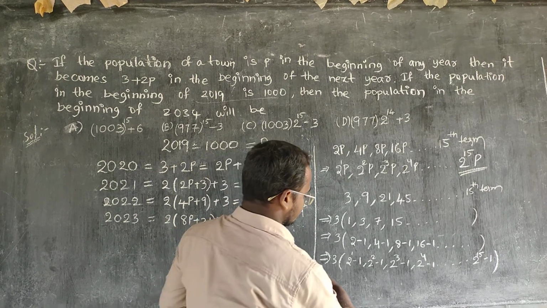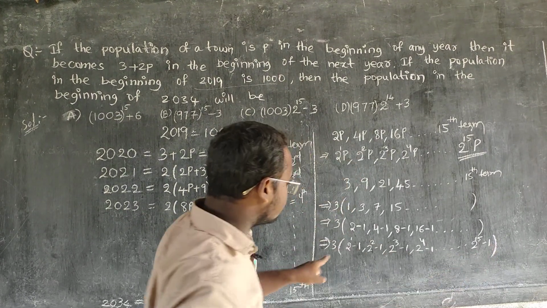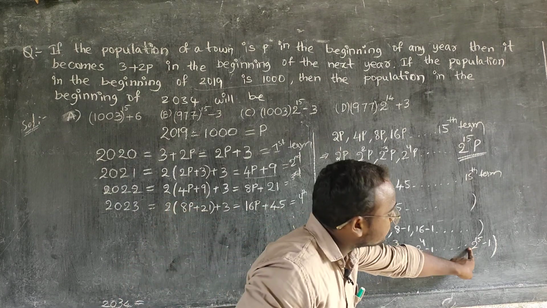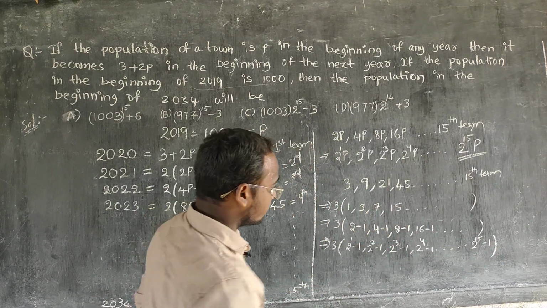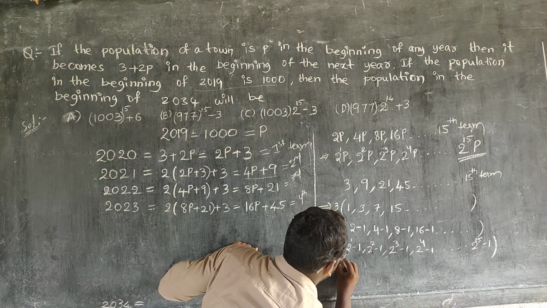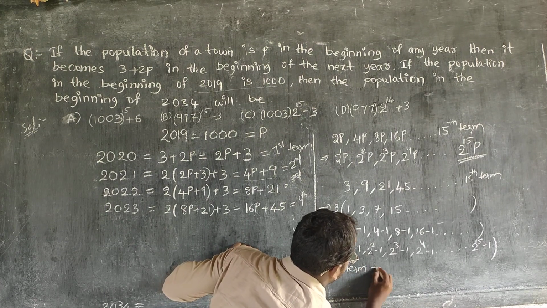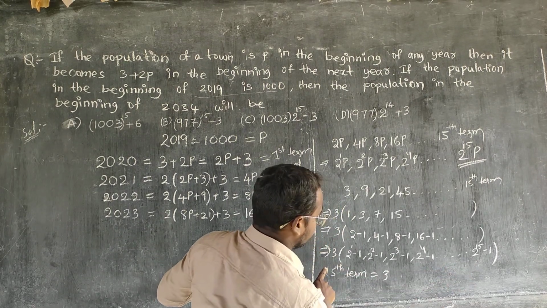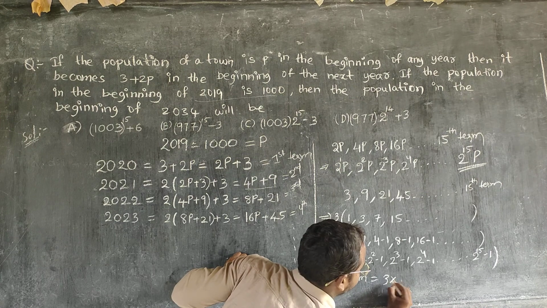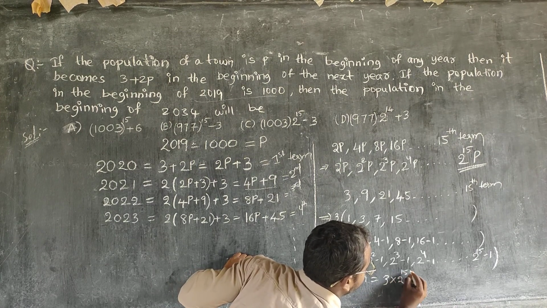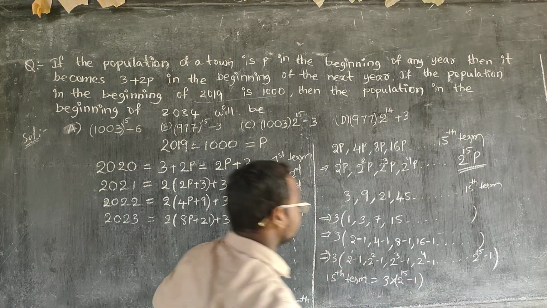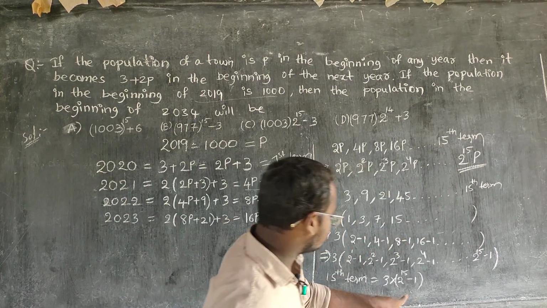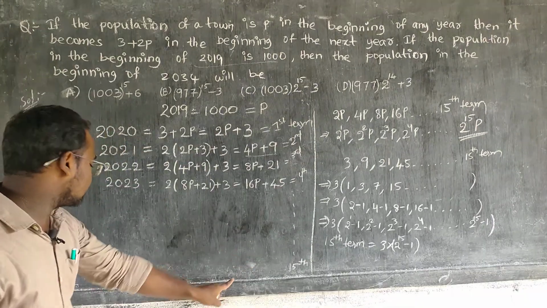So, from this, what is the 15th term? 3 into 2 to the power of 15 minus 1. Okay. What is the 15th term here? 3 into, here 3 is multiplying this number. So, 3 into 2 to the power of 15 minus 1. Okay. If we add this term, we get the 15th term here.